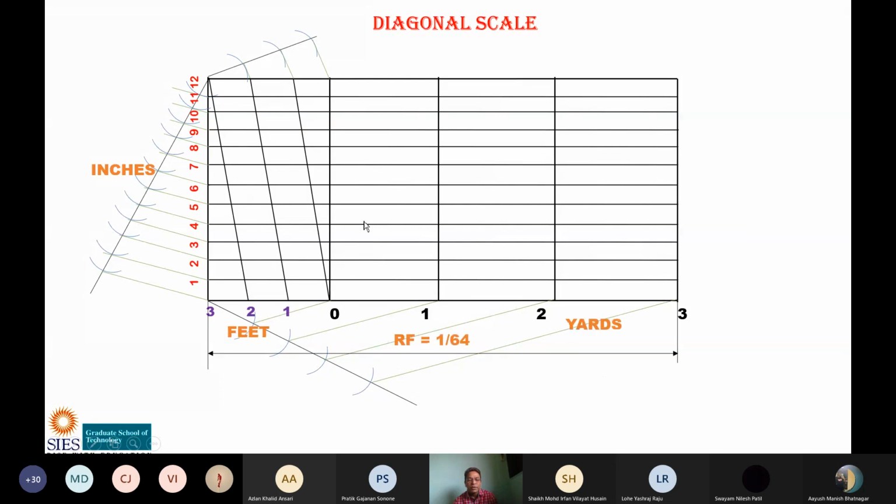And if I want to show a distance of what? 2.18 yard, it can be shown like this. Always you have to write RF below the scale, and then yard here, feet here, and inches here. Whatever is asked, you have to write it like this. I hope this is clear to you.